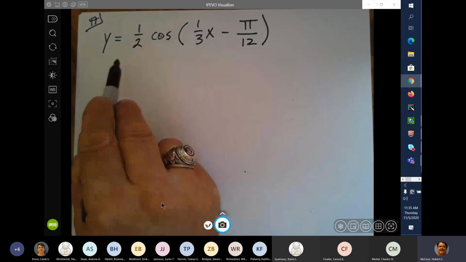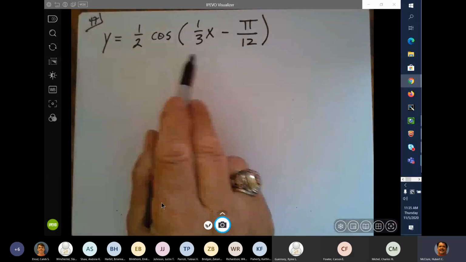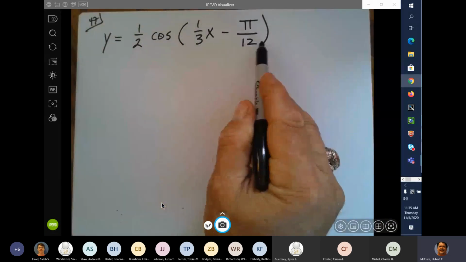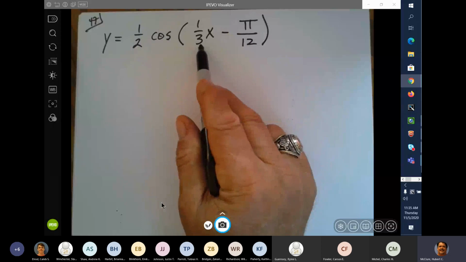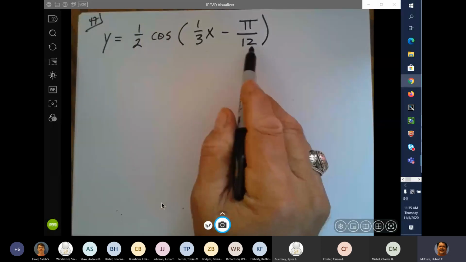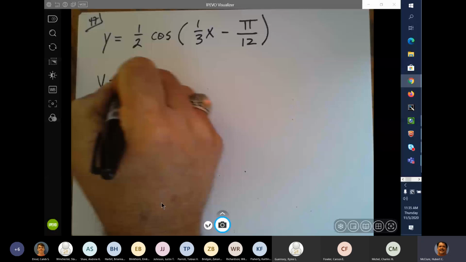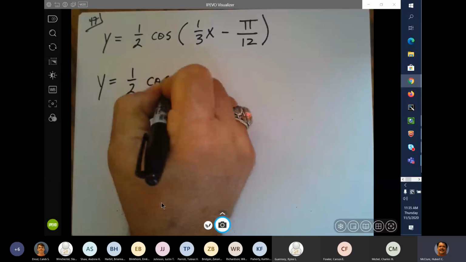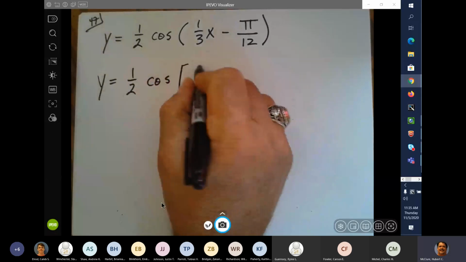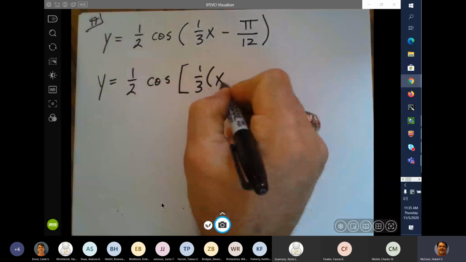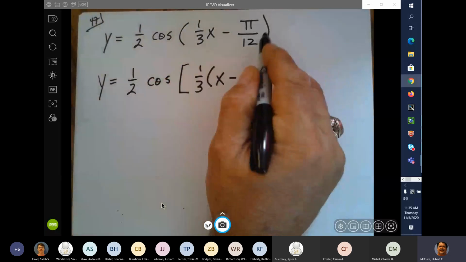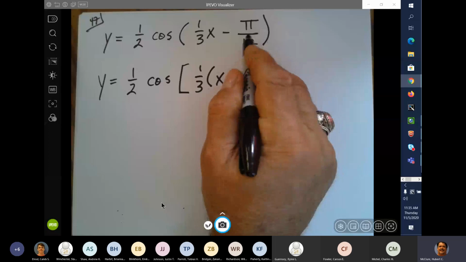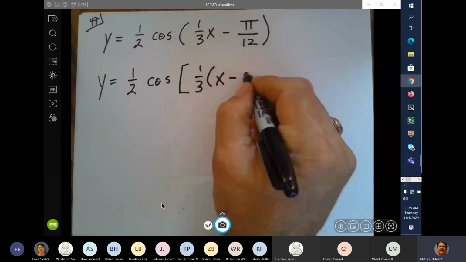All right. So here, the first thing we do is factor out that b. We've got to get a set of parentheses with a number outside. So I'm going to factor out a 1/3. Y is equal to 1/2 cosine of 1/3 x minus 1/3 divided by 1/3, multiplied by 3 over 1, so it's 3 pi over 12, which is pi over 4.